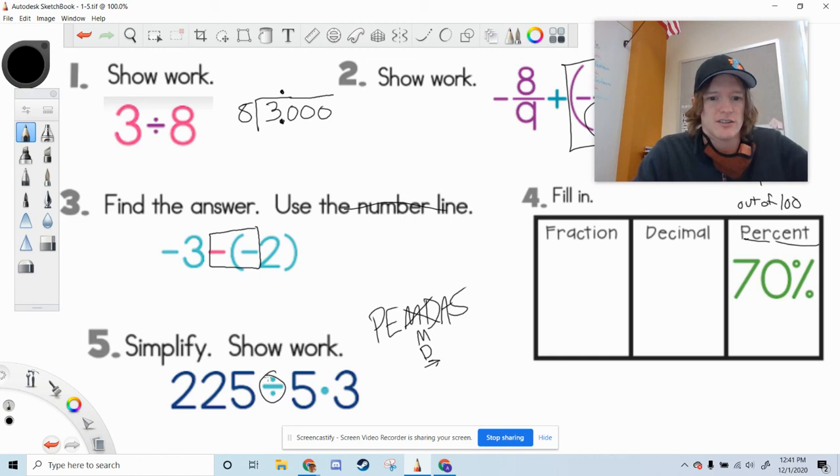So in this one, we actually do division first, and then you'll multiply whatever you just got by 3.